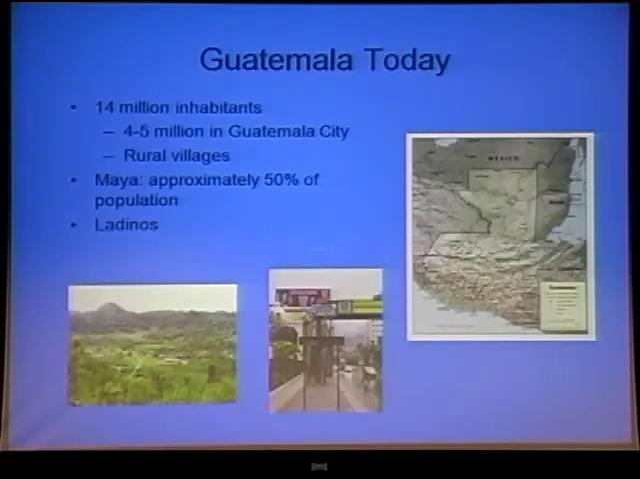Is this what we now call insurgents? Yes, absolutely. And that's one of the words we use for this.